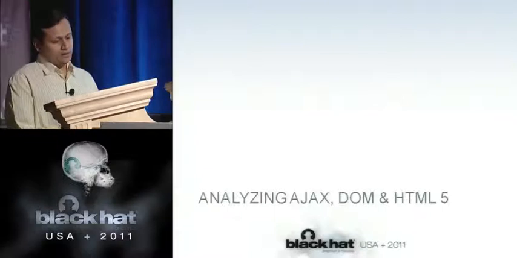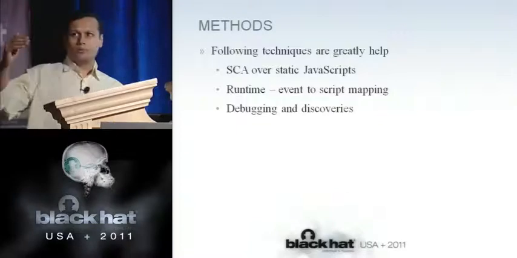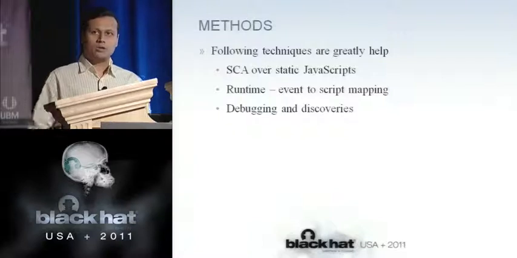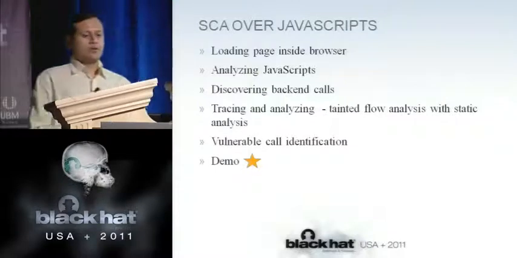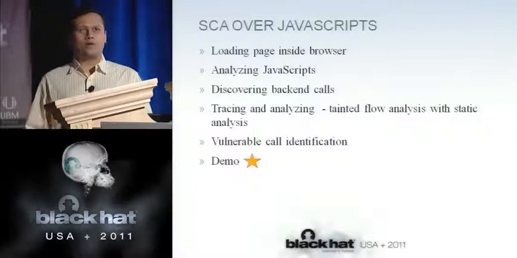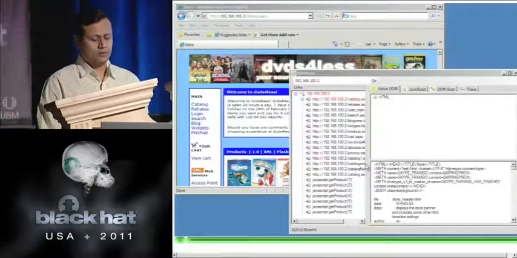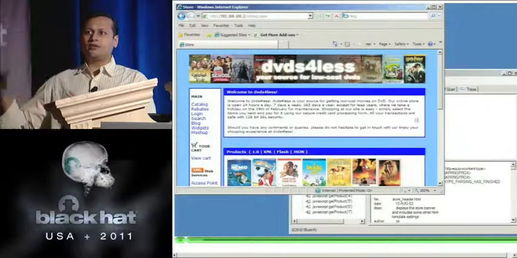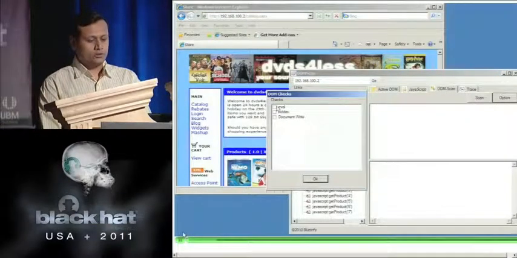So starting with AJAX, DOM, and HTML5 based applications, we can have three approaches while doing reverse engineering. One is static code analysis, or you can do runtime analysis, or you can do debugging and discovery. First, what we are doing is static code analysis, where we load the page in the browser and then try to perform static code analysis over the JavaScript. Say for example, over here we have a tool called DOM Scan. You open DOM Scan and say, okay, this is the URL which I want to analyze. So it will go and load all the calls over here.